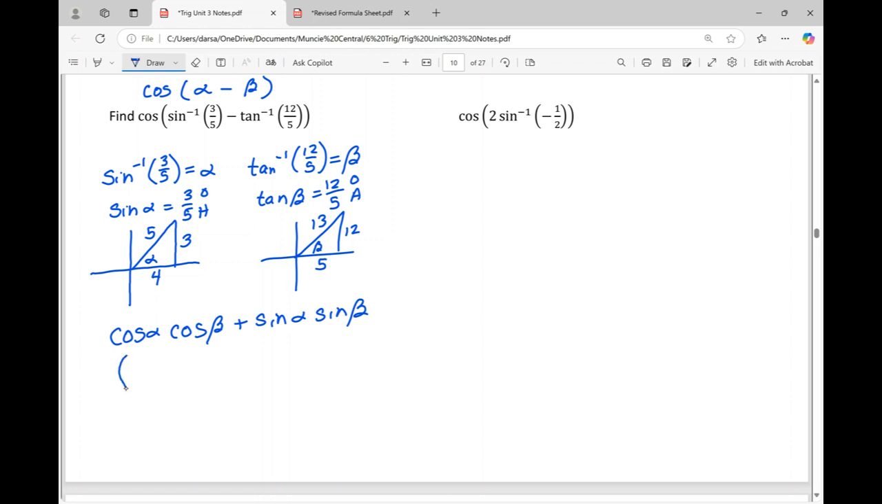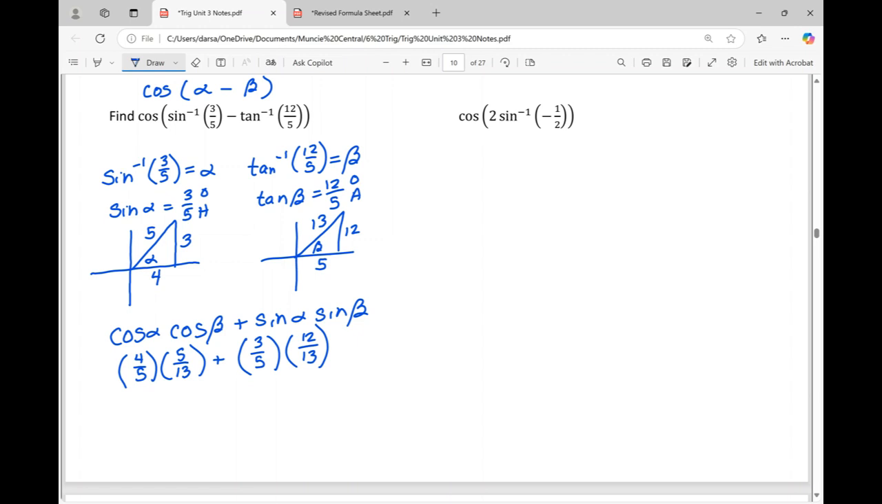So cosine of alpha, adjacent over hypotenuse, that's 4 over 5. Cosine of angle beta, adjacent over hypotenuse, that's 5 over 13. Plus sine of alpha, so opposite over hypotenuse, that's 3 over 5. Sine of beta, use the beta triangle, so opposite over hypotenuse, 12 over 13.